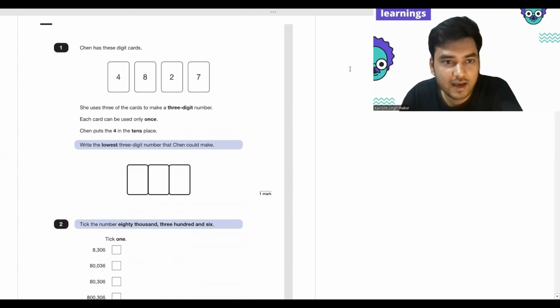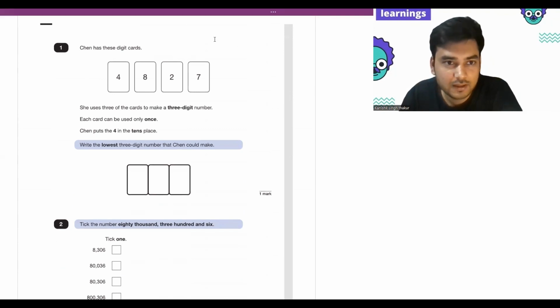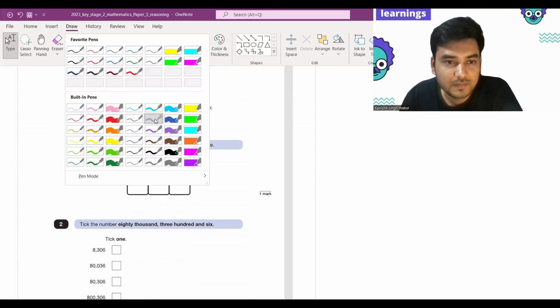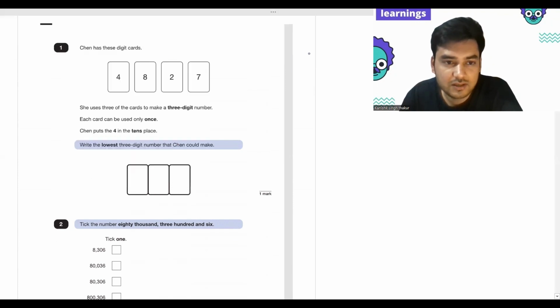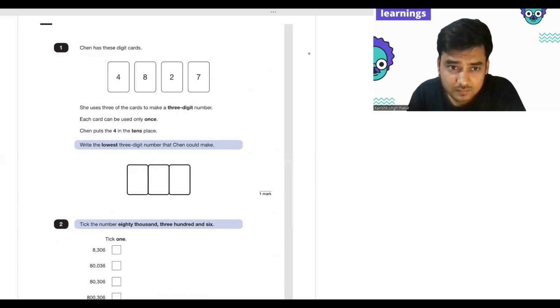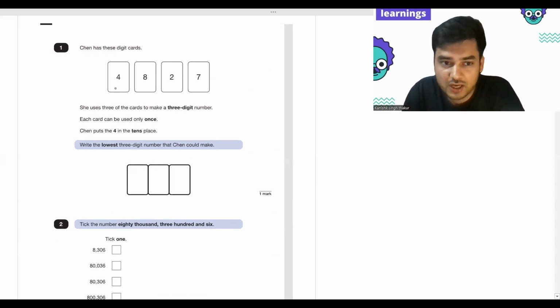Here we have question number one. It says that Clen has these cards. She uses three of the cards to make a three-digit number. Each card can be used only once. So she can put four in the tens place. What I have to do here is cross off the cards I use. Write the lowest three-digit number. Remember, the question is always written in blue. If it is a 1 mark question, you can go easy with it, but if it is a 2 mark question, you have to be very careful.